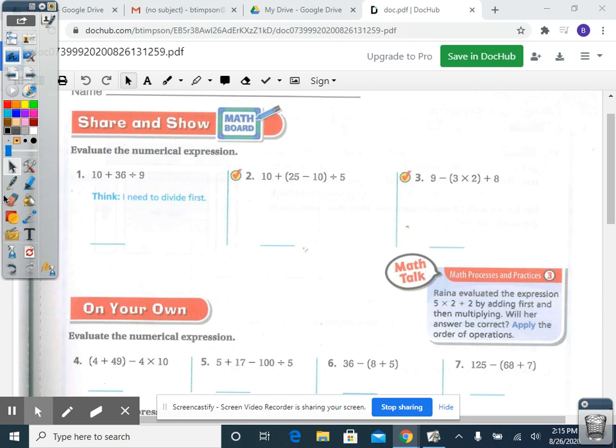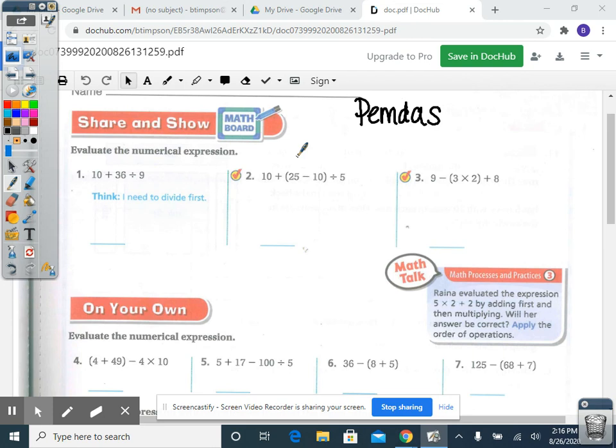Hey everyone, I'm just recording a quick video that's going to help you in your next assignment. I'm looking at page 69 in your Go Math book. We're going to do numbers 1 through 7 together. These equations are a little bit smaller. We're going to use PEMDAS to help us navigate which order of operation comes next in the problem.